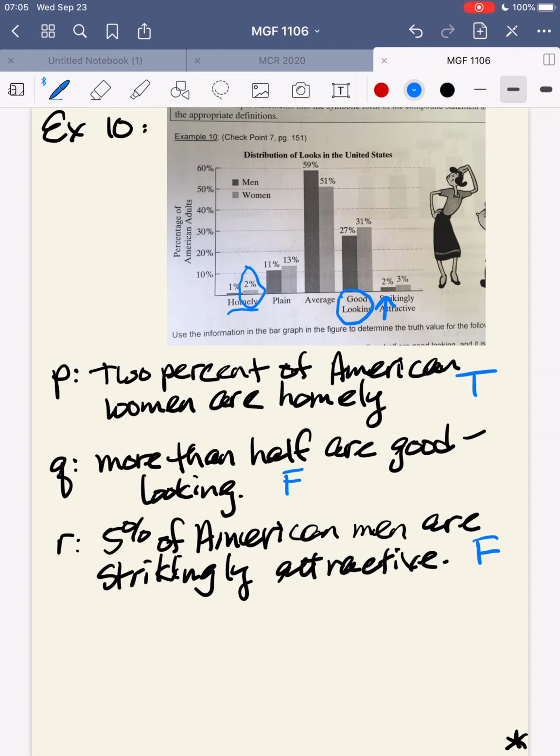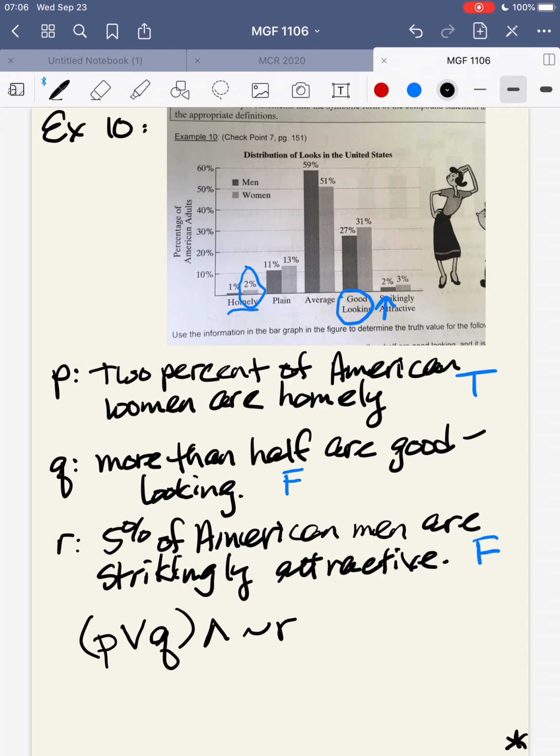Let's look at an idea and see if we can figure out if it's true or false. I'm going to say 2% of American women are homely, or more than half are good looking, and it is not true that 5% of American men are strikingly attractive. Just from what we have here, without creating a truth table, I want to figure out if this statement is true or false.